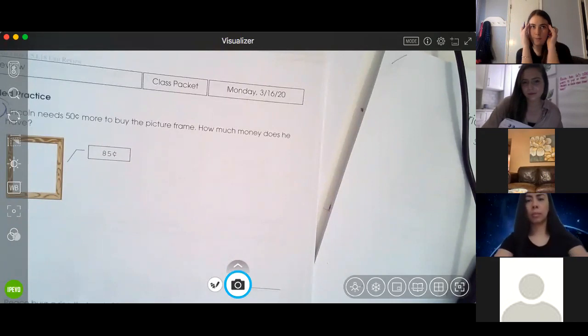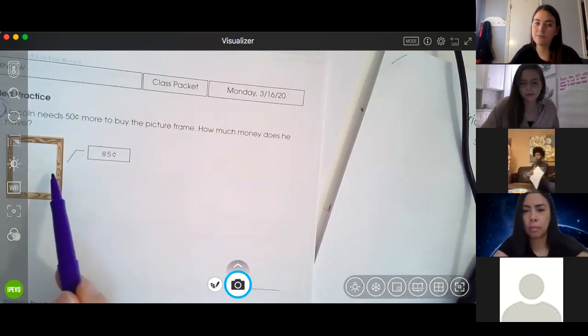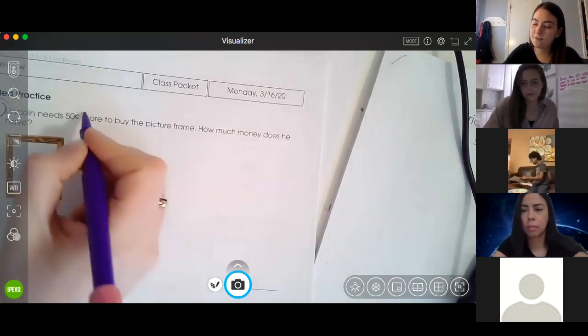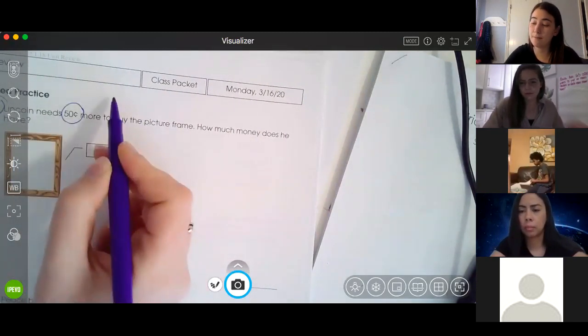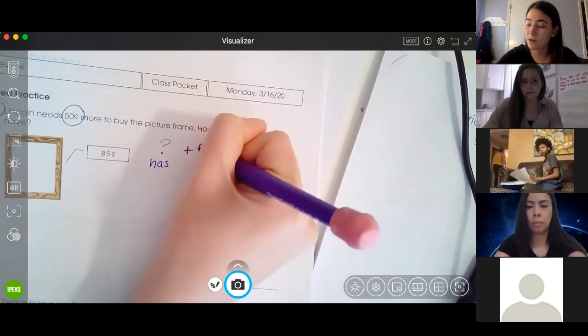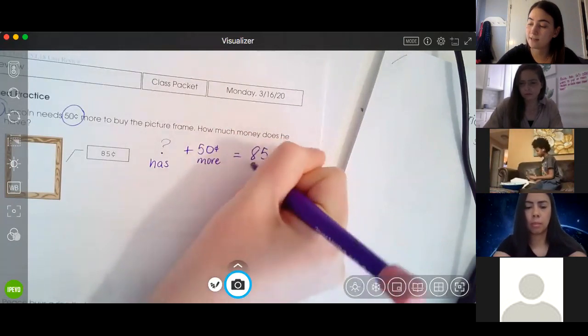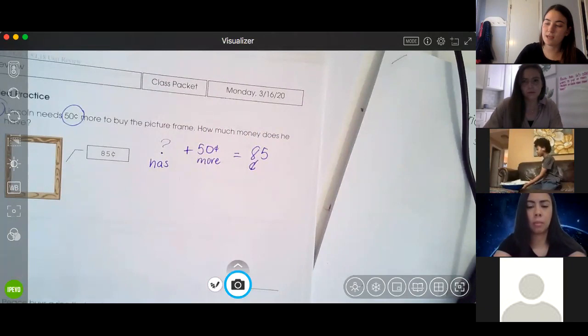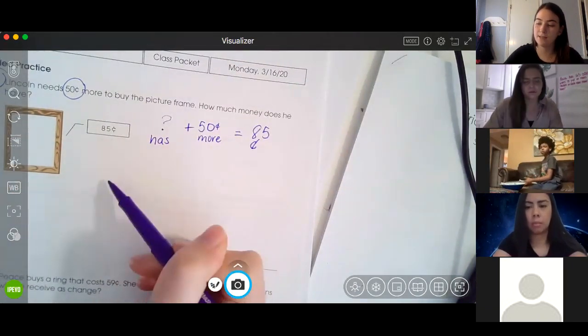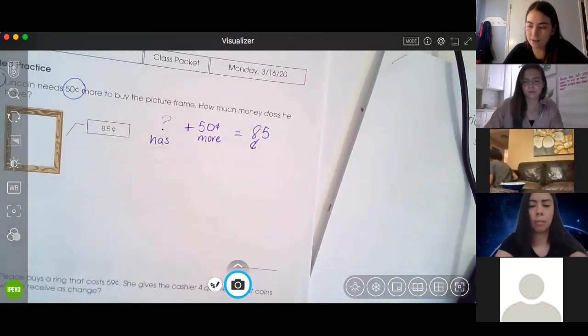So I'm going to stop reading. I'm going to think, what's happening in this question? So I know that if he needs more money, 50 more cents, it means he doesn't have enough right now to buy this picture frame for 85 cents. So he has some amount, I don't know how much he has. He needs to get 50 more cents to have a total of 85 cents. So my plan to solve is I want to think, how can I see how much he already has if he needs to get 50 more to get to 85? Well, my plan to solve is I'm going to subtract these two numbers.